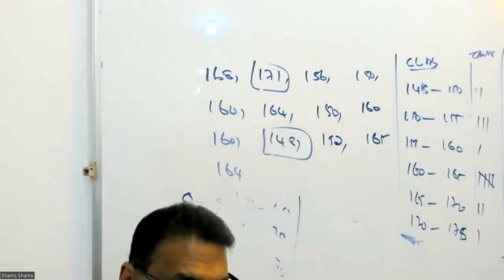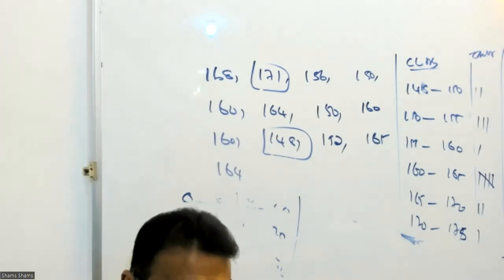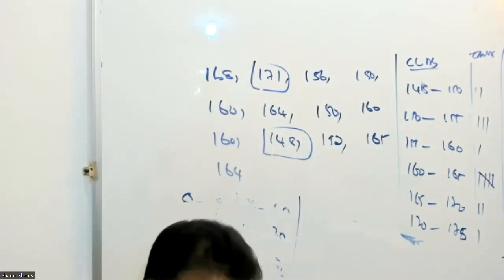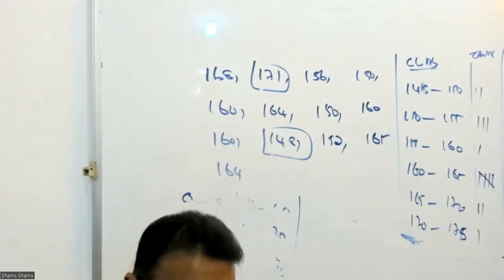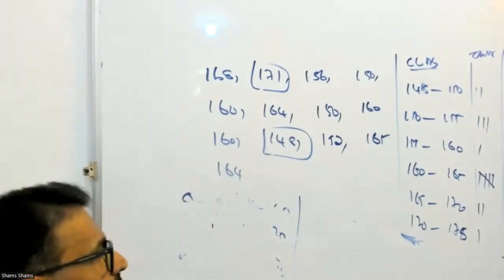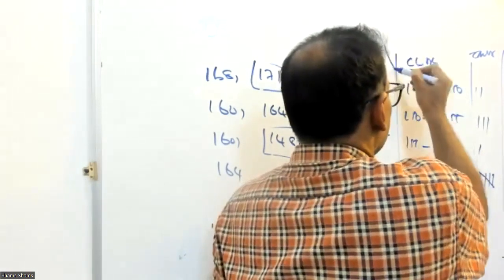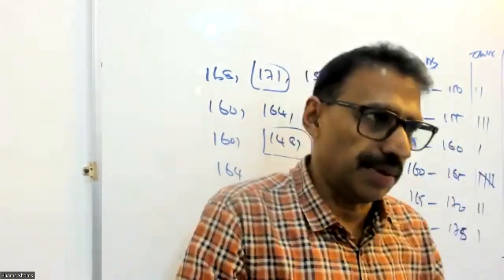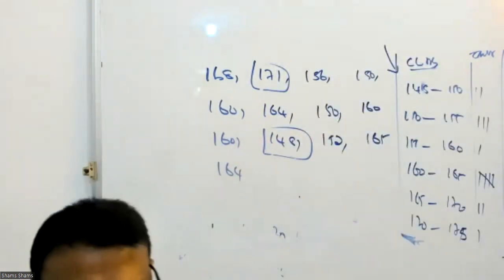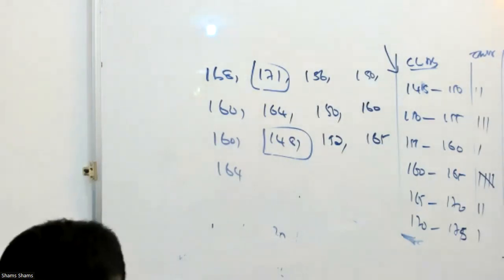Then lower limit. Where you wrote 0 to 10, there you write lower limit. You mark it with an arrow. This is the lower limit, the left-hand number. That is called the lower limit.